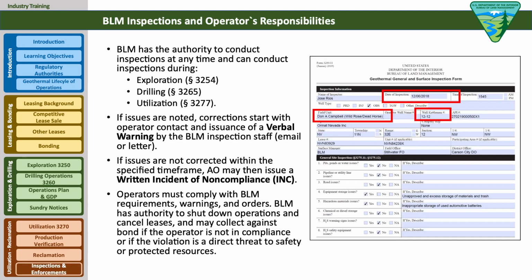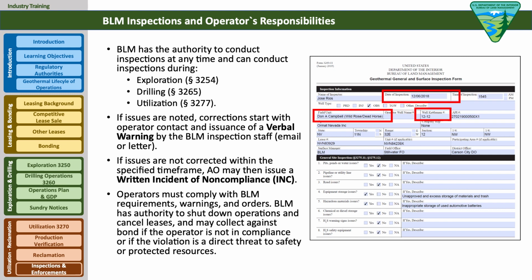BLM has the authority to conduct inspections at any time and must conduct inspections during exploration, drilling, and utilization. If issues are noted during inspections, corrections start with operator contact and issuance of a verbal warning by BLM inspection staff, or an email or letter. If the issue is not corrected within the specified time frame, the authorized officer may then issue a written incident of noncompliance, or INC. Operators must comply with BLM requirements, warnings, and orders.